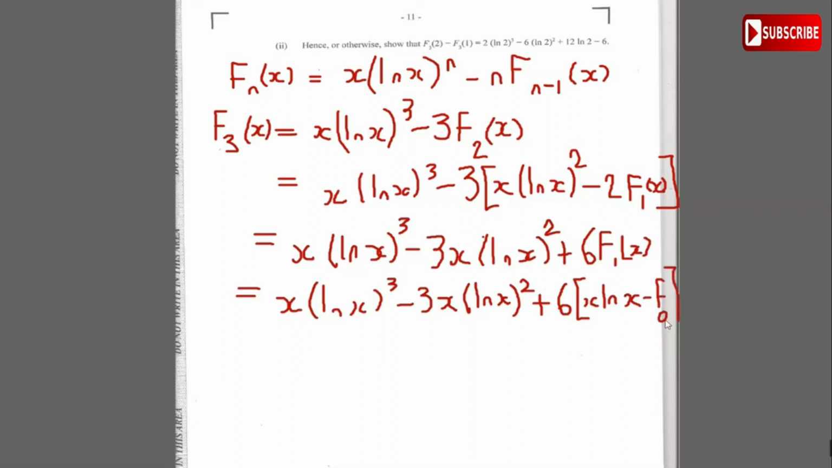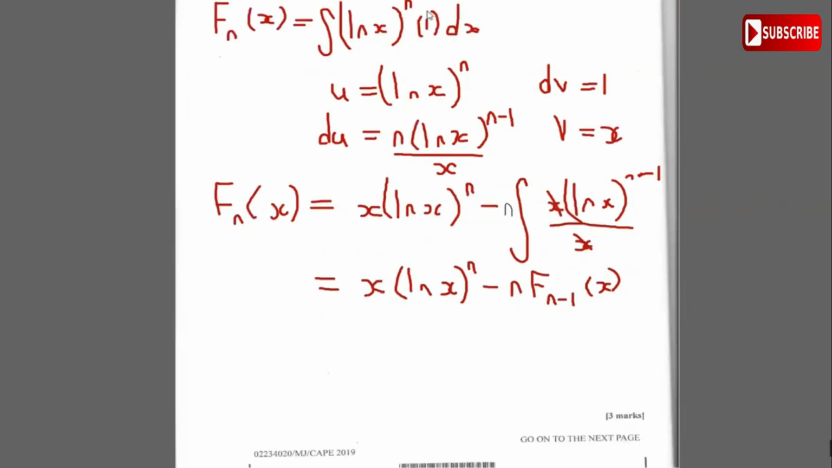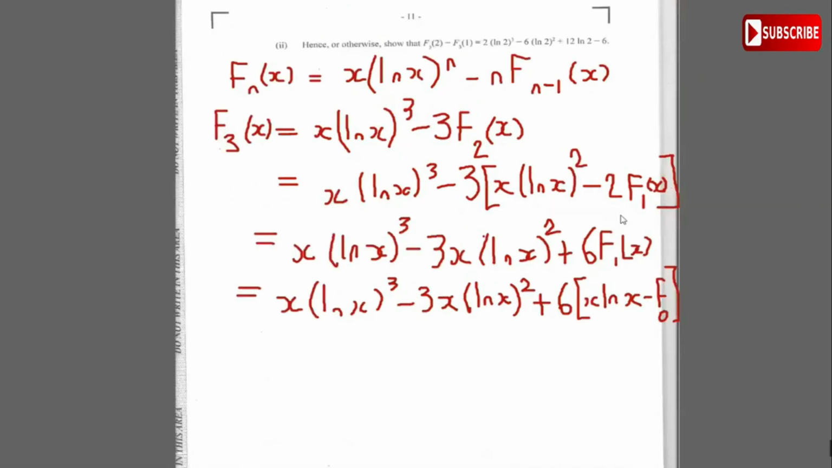But now you're going to ask, sir, how you find f naught? Because if I put in n as 0, you're going to have 0 minus 1. Now, once you reach f naught, go back to the original function. If you were to put n as 0, what would you get? ln x to the 0 is 1. The integral of 1 is x. And so all you have to do now is replace f naught with just x. So f naught is equal to x.